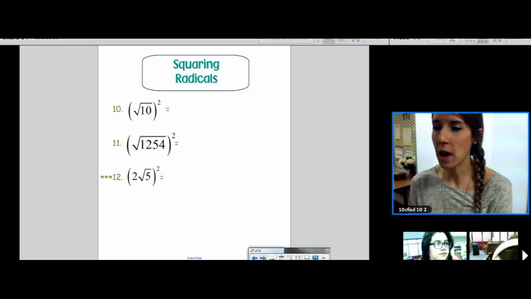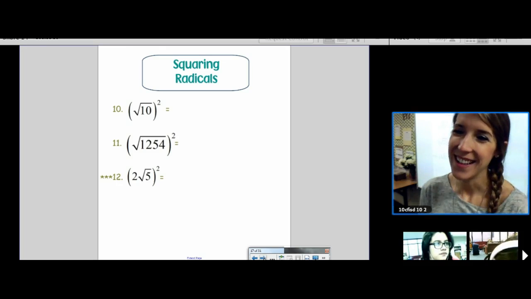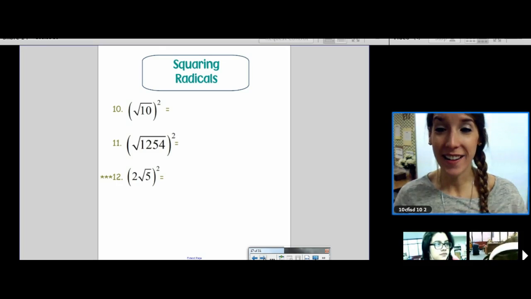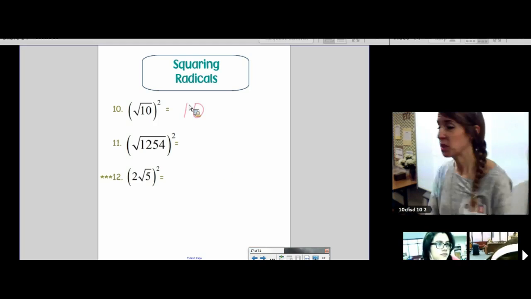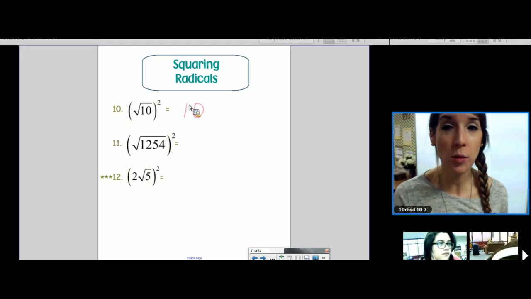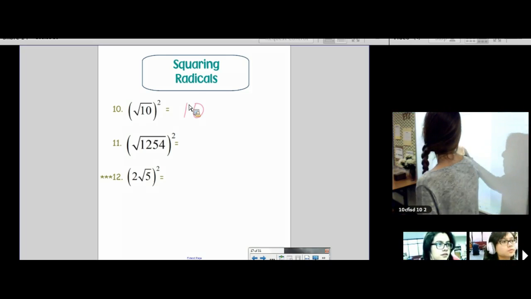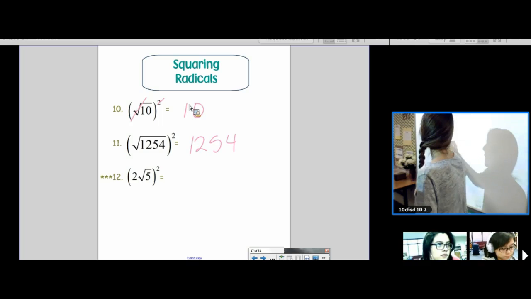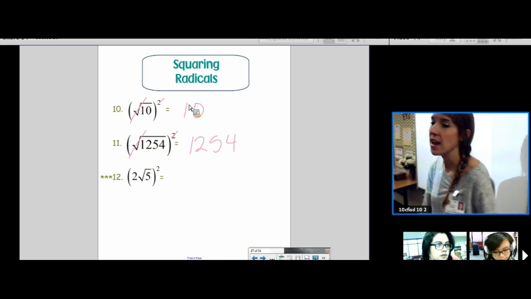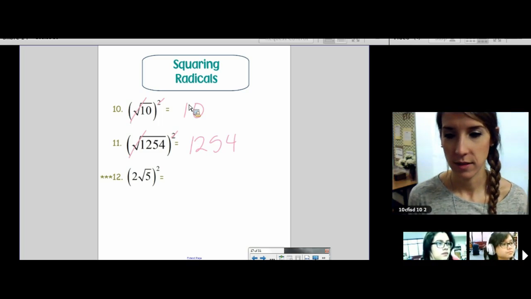Here's that inverse operation hard at work again. Square root of 10 squared is 10. Square root of 1,254 squared is 1,254. The square and the square root cancel.